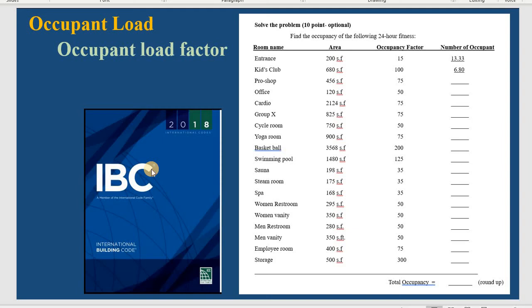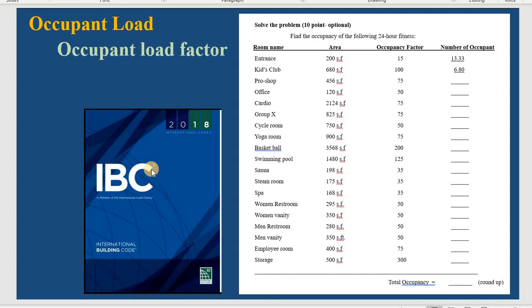Good morning, student. Like I mentioned with you last week on Pronto Canvas, I told you I will explain something about occupant load, and today I will share with you about that. Occupant load factor and occupant load, what's the difference? Occupant load is the maximum number of people allowable inside a building.